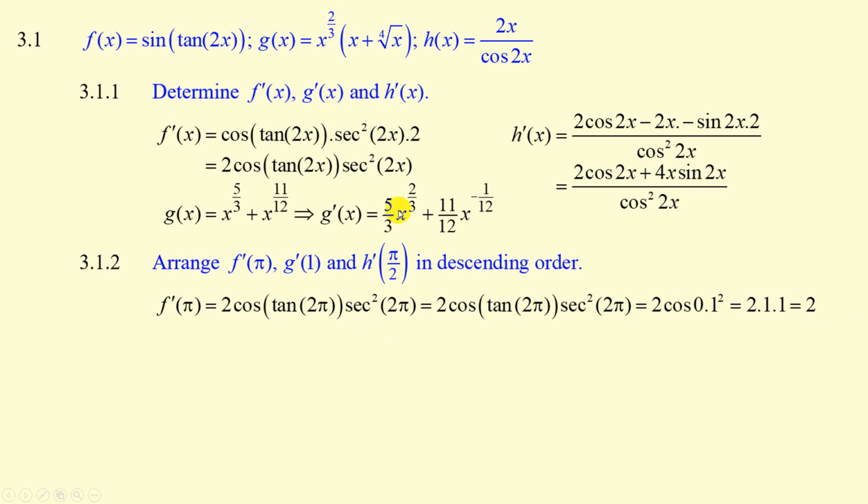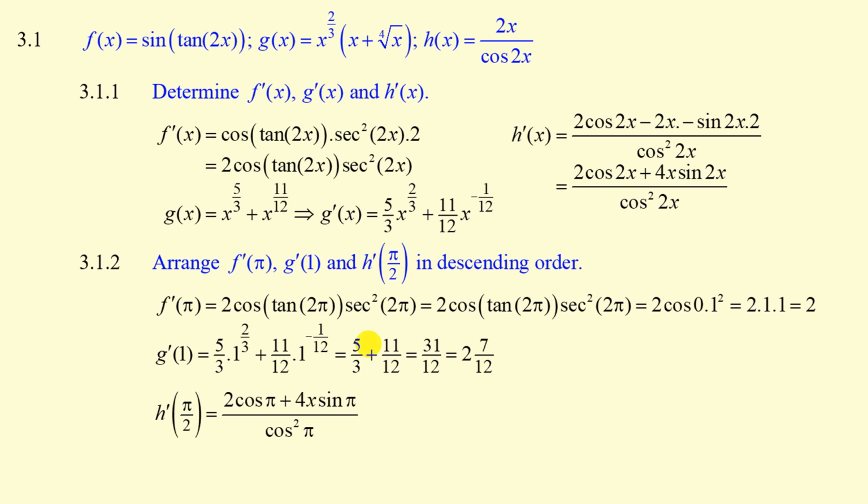G prime of 1, so I'm going to substitute 1 in there, and we end up with 2 7/12. H prime of pi by 2, 90 degrees if you want to go to degrees. And notice I have pi because it's 2x, quite useful, which ends up with -2. So there we have it. We need it in descending order, so there's the biggest, G, there's the next, F, and there's the next, H.